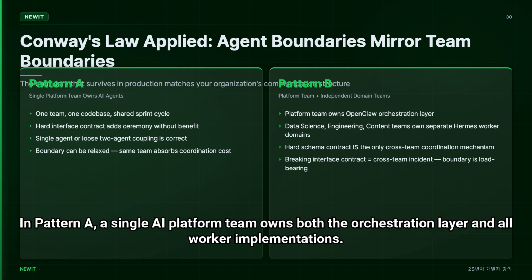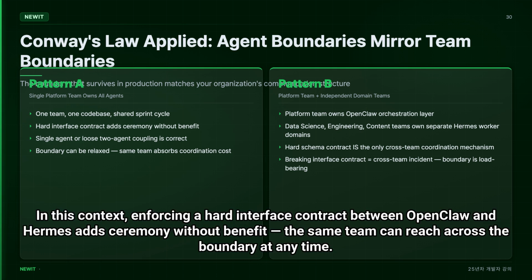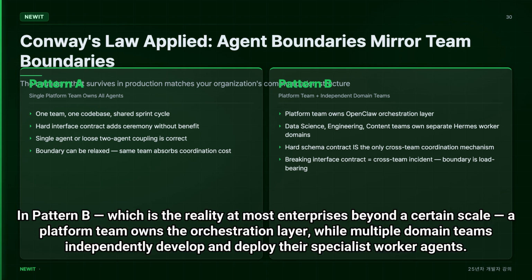Consider 2 contrasting enterprise adoption patterns. In pattern A, a single AI platform team owns both the orchestration layer and all worker implementations. They share a codebase, a deployment pipeline, and a sprint cycle. In this context, enforcing a hard interface contract between OpenClaw and Hermes adds ceremony without benefit. The same team can reach across the boundary at any time. The single agent or a loosely coupled 2-agent system is the correct match for this team topology.